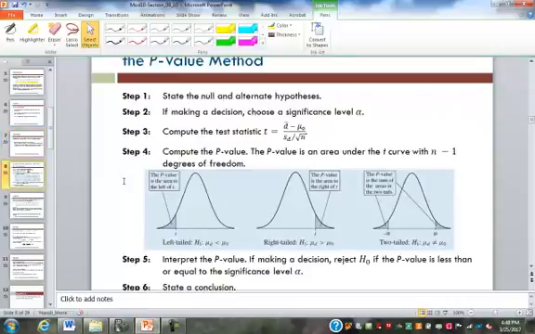So our p-value method here, we state our hypotheses. The null hypothesis will always be that the mean difference equals 0. So mu d equals 0. And the alternative, of course, depends on what it is we're trying to test or what our intentions are with it.